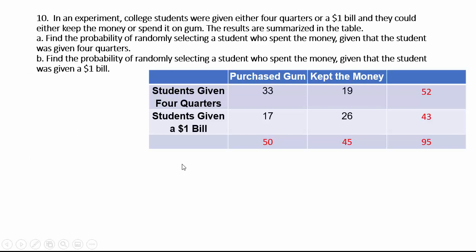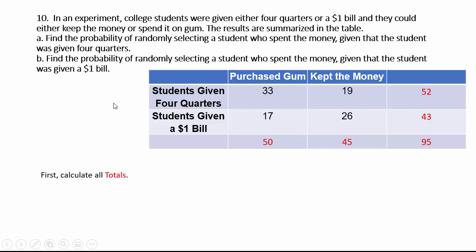Number 10. In an experiment, college students were given either 4 quarters or a $1 bill, and they could either keep the money or spend it on gum. The results are summarized in the table. So in this one, find the probability of randomly selecting a student who spent the money given that the student was given 4 quarters. I think in class I've said these ones really probably are your easiest ones to do. I think conditional probabilities, as long as you have a table, are pretty simple. Just keep things straight and you're good.